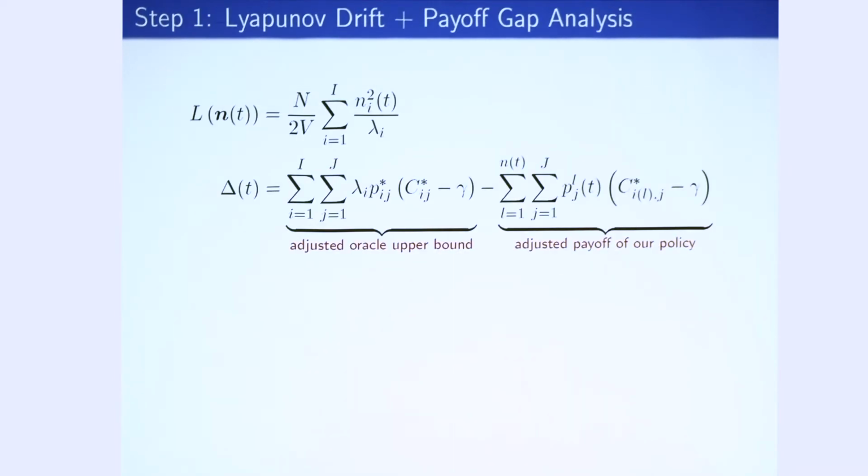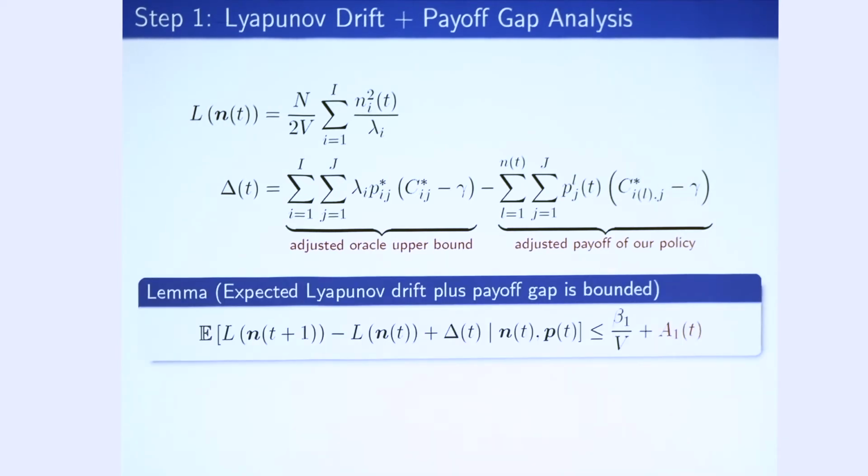But let me briefly tell you the main steps in detail. The first step is this Lyapunov drift plus payoff gap analysis. We use the quadratic function of the number of clients of each class, normalized by the arrival rate, as a Lyapunov function. We also use this delta t to capture the payoff gap, adjusted by this gamma to match our design of the policy.